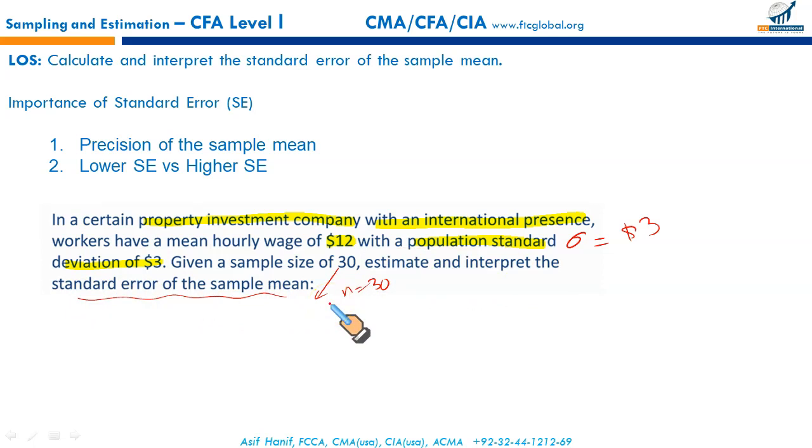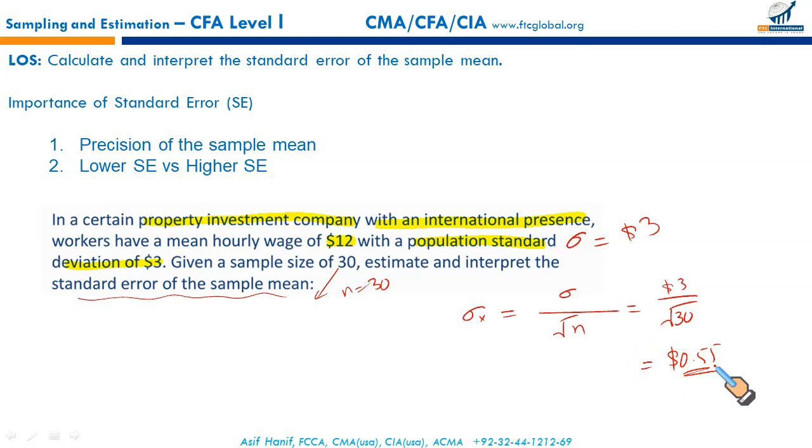So in this case, since we have been given the population standard deviation, we will apply this formula. Standard error of mean is equal to the population standard deviation. Let me write down the formula first so you know what I'm doing. Now plug in the numbers. $3 divided by the square root of 30. And when you simplify this, you will get 0.55.